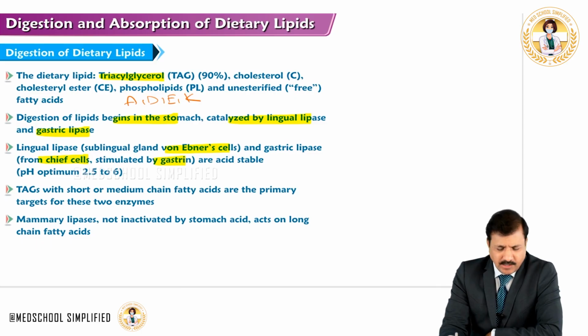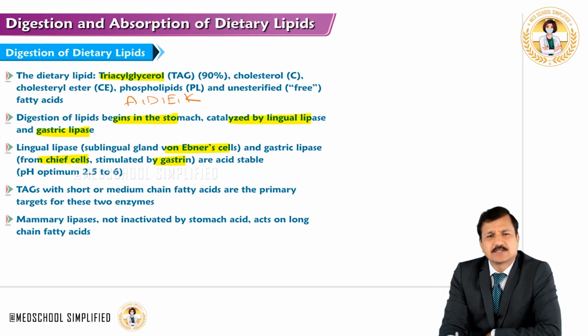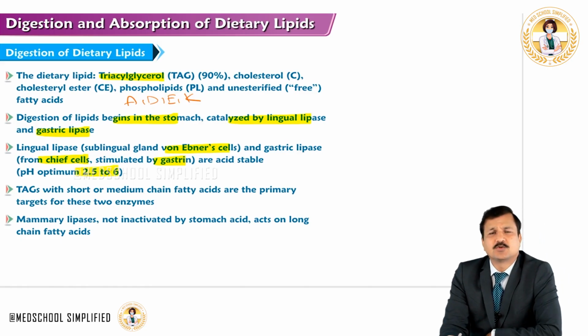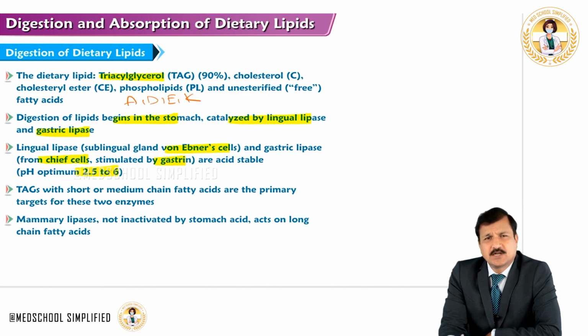Now both lingual lipases and gastric lipases are acid stable enzymes and their optimum pH for the activity is 2.5 to 6, and that is provided in the stomach, especially 2.5 to 4 pH. So that's why digestion of lipids begins in the stomach.